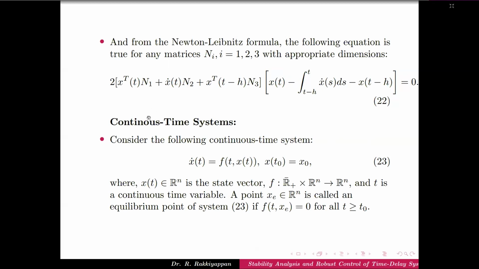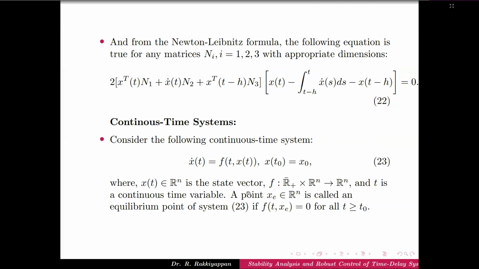whereas the theory of Lyapunov-Krasovskii as well as the Lyapunov-Razumikhin conditions is applicable for continuous time non-linear systems also. So consider the continuous time system x dot of t equal to f of t comma x_t, with the initial condition x of t naught equal to x naught, where x of t is the state vector and f is a non-linear function. If the solution exists, then f should be continuous, and we need uniqueness for this system, so f should be Lipschitz continuous.